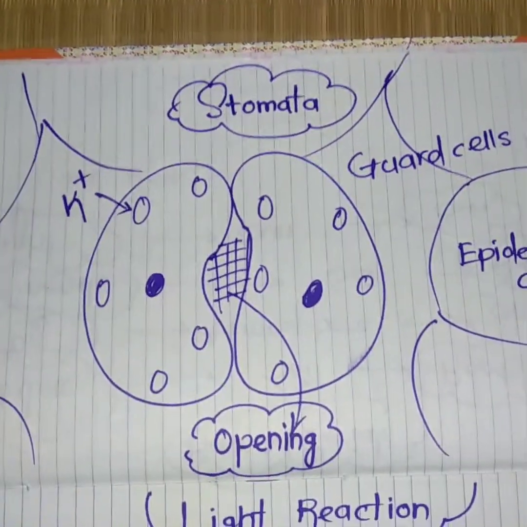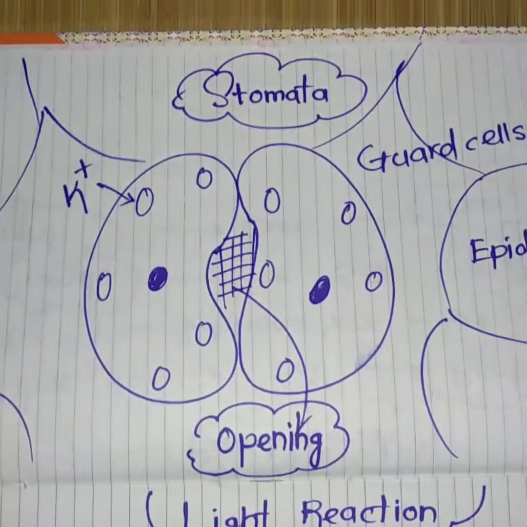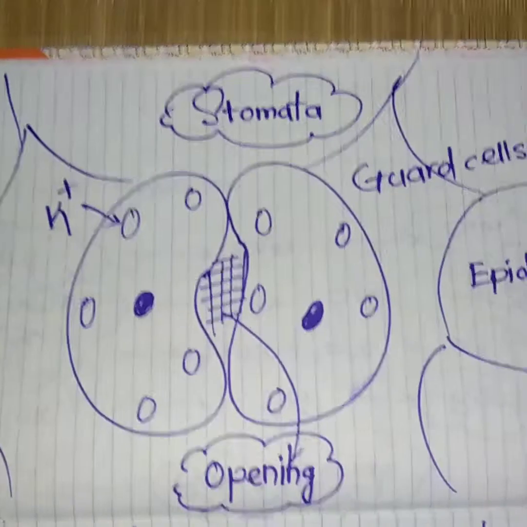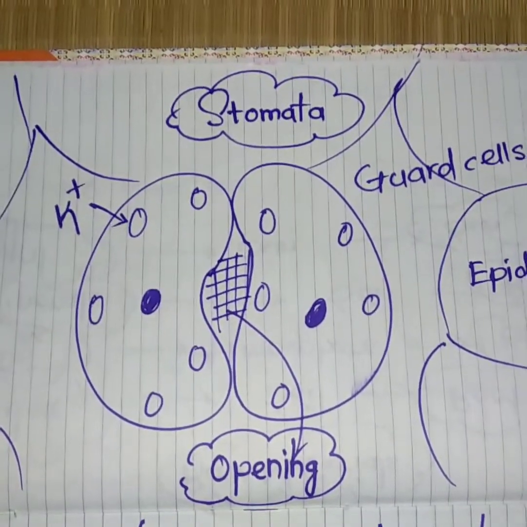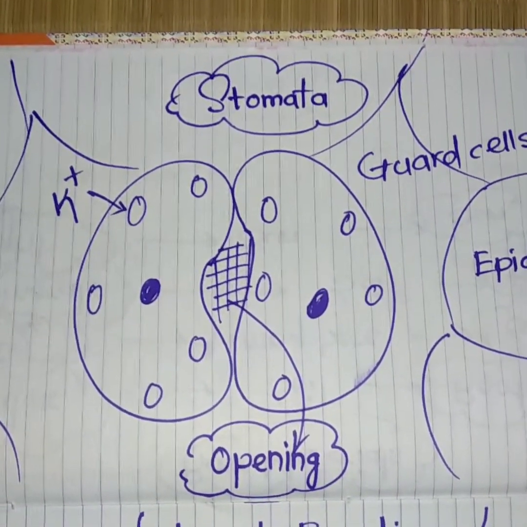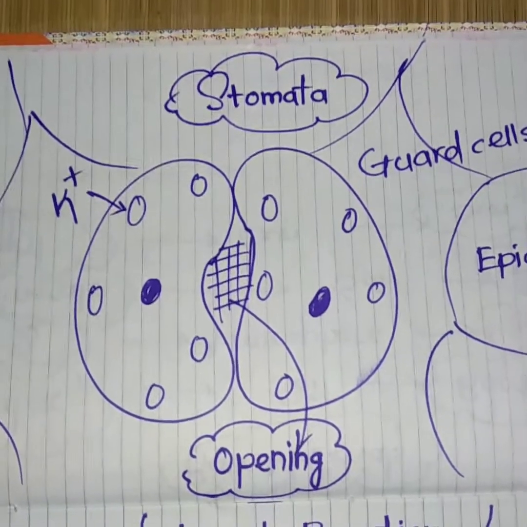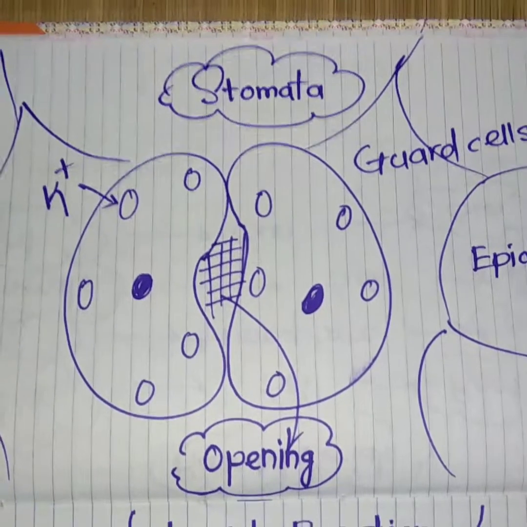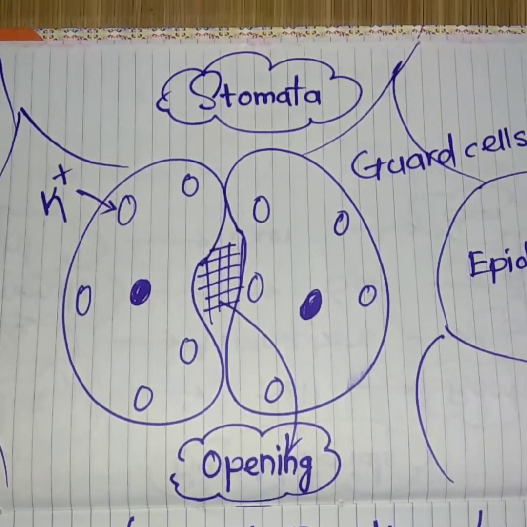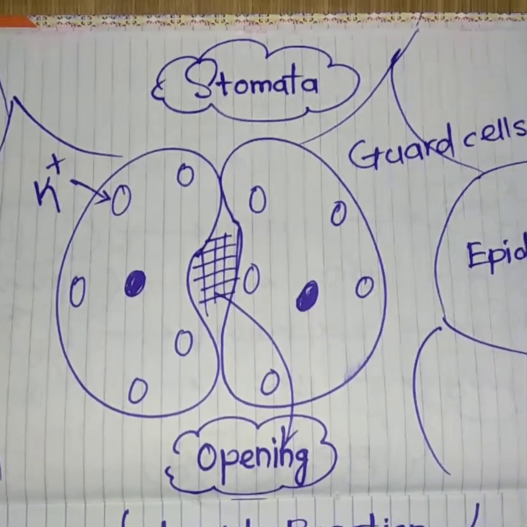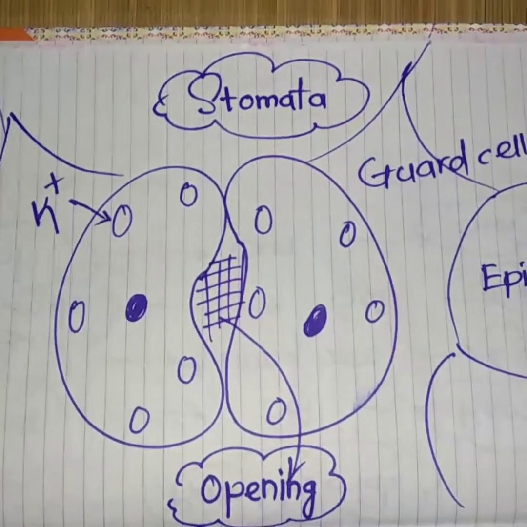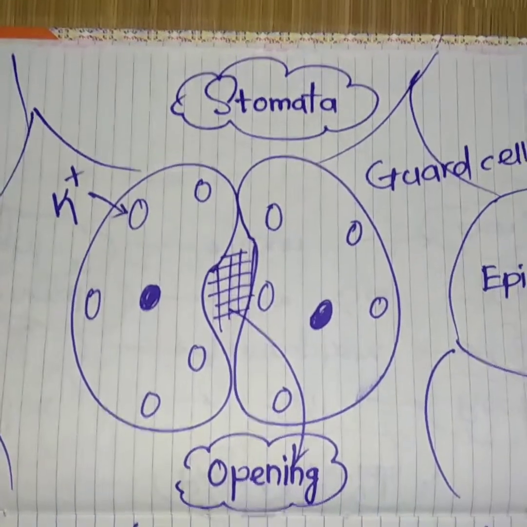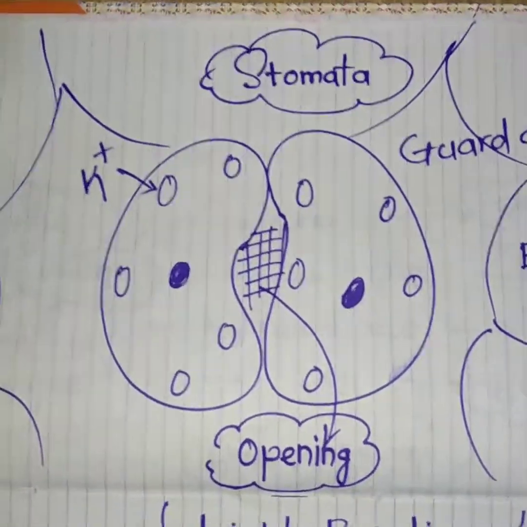In this part we will talk about the stomata. Stomata is nothing else but a very tiny pore that is present on the upper side or underside of the leaf. In aquatic plants, stomata are present at the top of the leaf, and in terrestrial plants, stomata are present at the bottom side of the leaf.